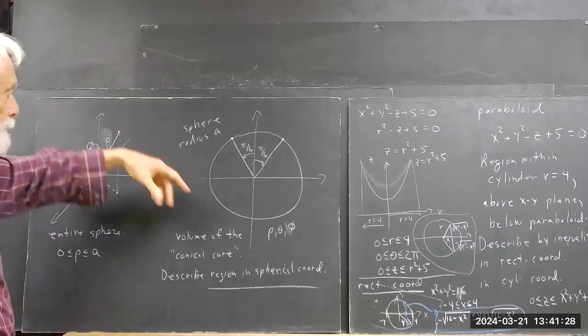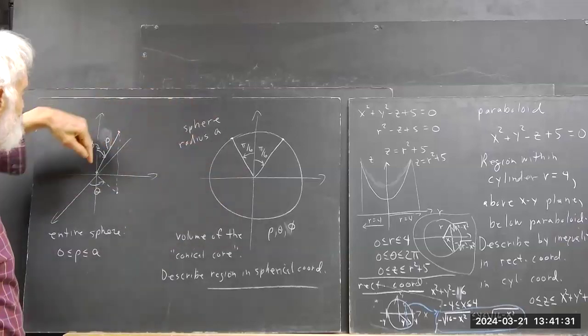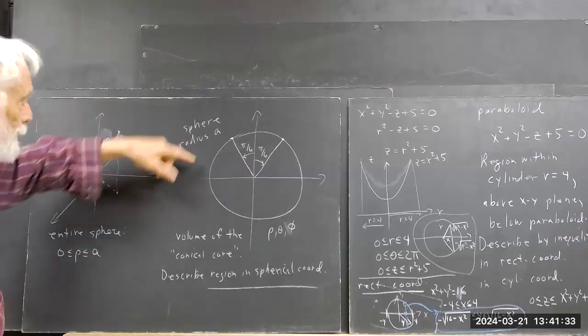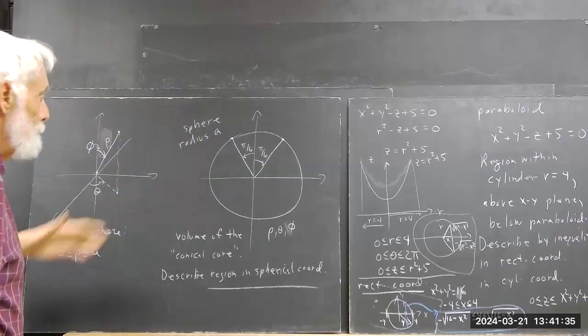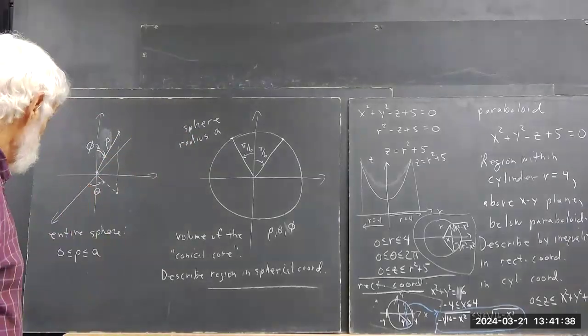Rho is going to go from 0 to A. Rho is your distance from the origin. That can't be greater than the radius of the sphere, but it can be anything less than the radius of the sphere.